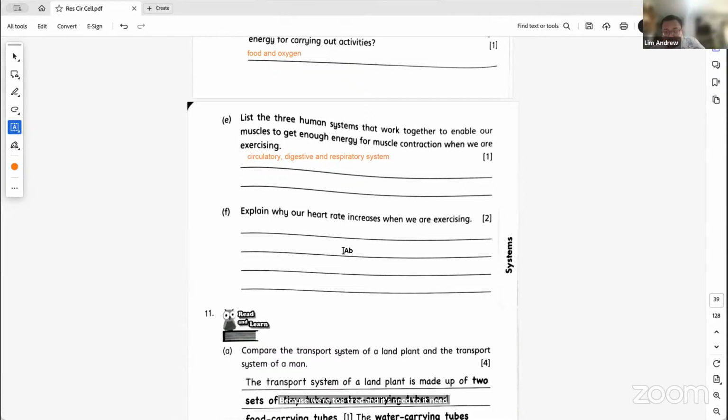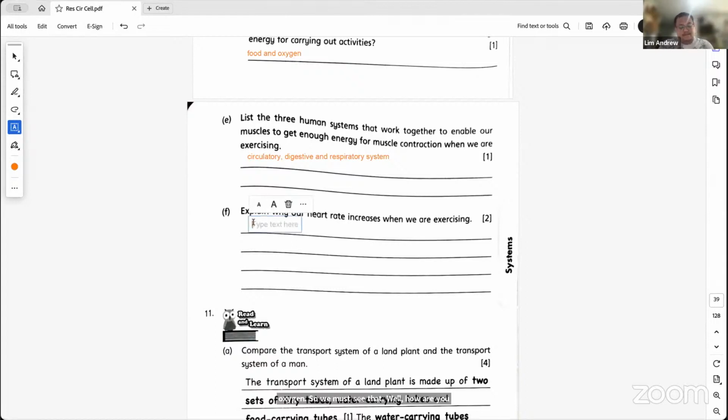Very good. But it's not enough to get a full 2 marks. So, yes, you're right. Our heart rate increases because our body needs more oxygen. So, we must say why heart rate increases?